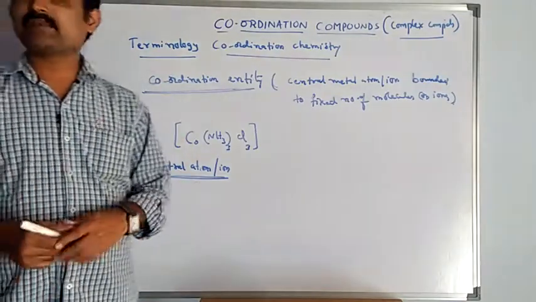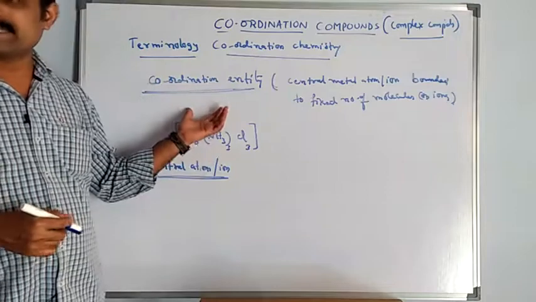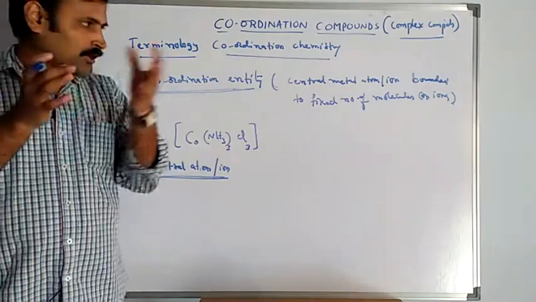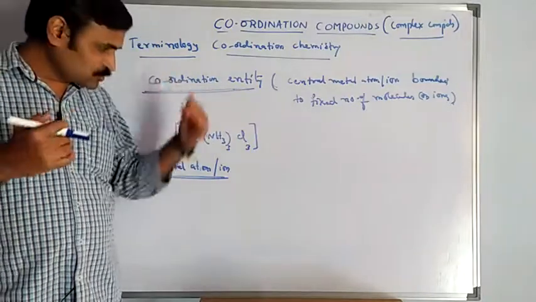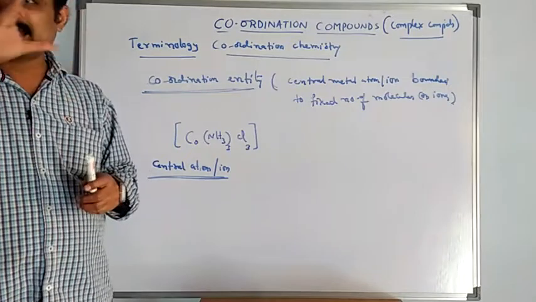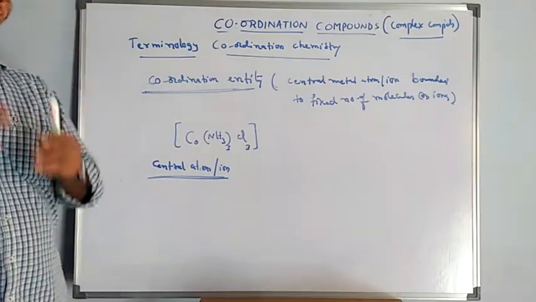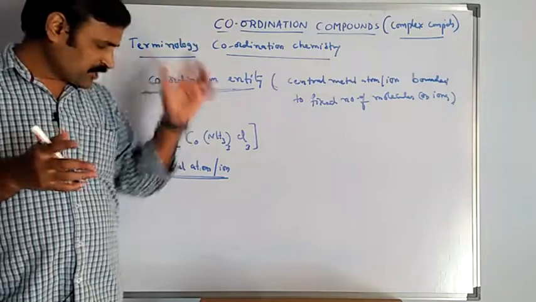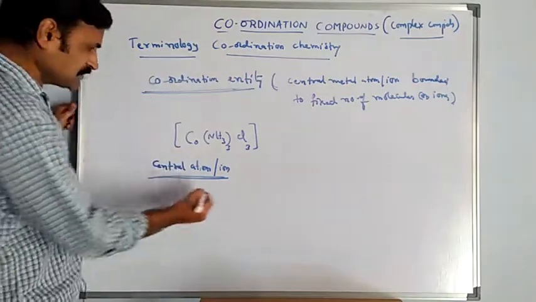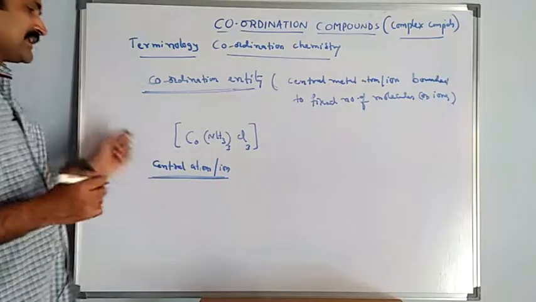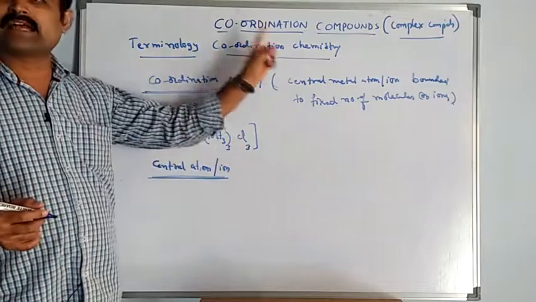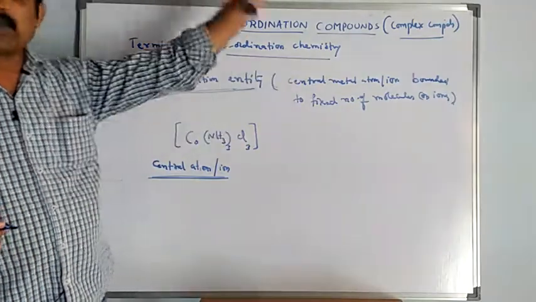So this central metal atom is there in the coordination entity, and a fixed number of ions and molecules will be bound to this central metal, in a geometrical arrangement. That geometrical arrangement is because of the central metal ion only. Okay. What is the role played by the central metal atom? It will definitely give a geometrical arrangement to the complex compound.